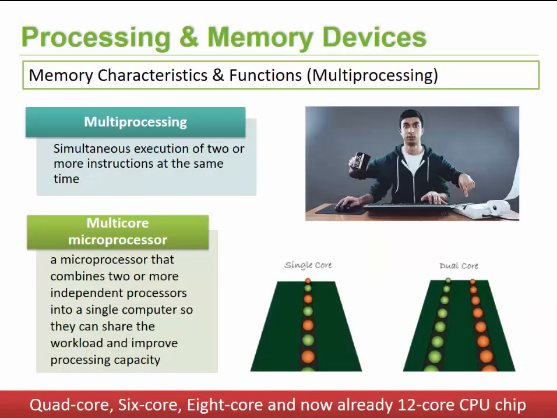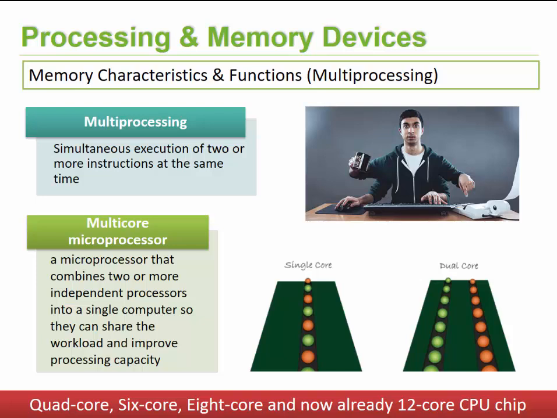Now let's continue and talk about our processor again. There are some additional terms that we need to look at. Sometimes you might hear people talk about multiprocessing. Multiprocessing is where we have the simultaneous execution of two or more instructions at the same time. So what we learned up to now with the clock speed and the machine cycle is that it executes one instruction at a particular time. With multiprocessing, we can actually execute multiple instructions. So instead of one, now we can have two, meaning that it makes your computer faster.